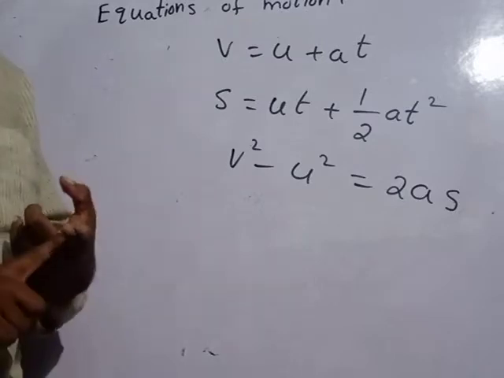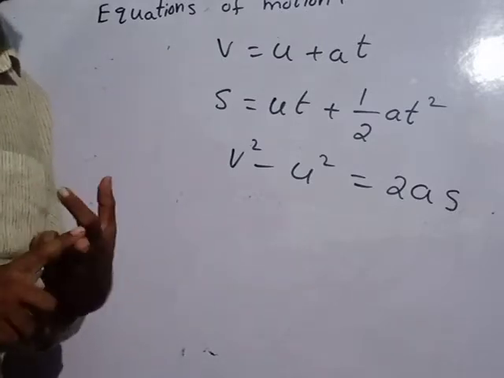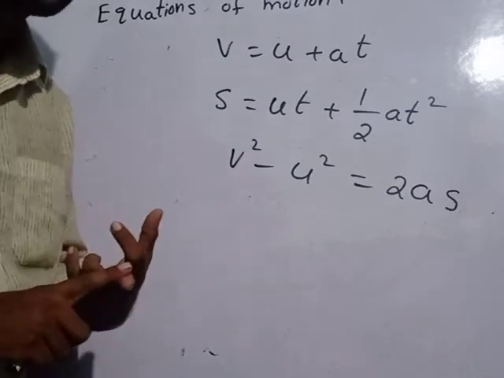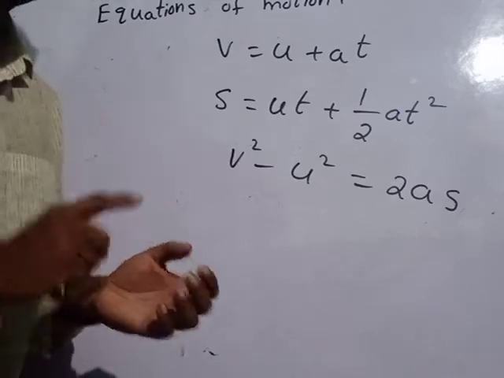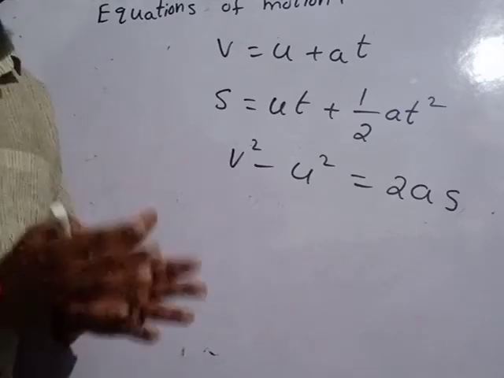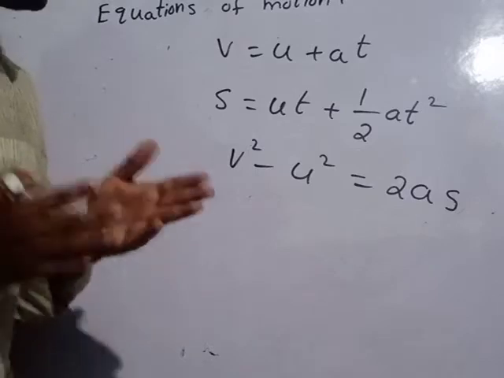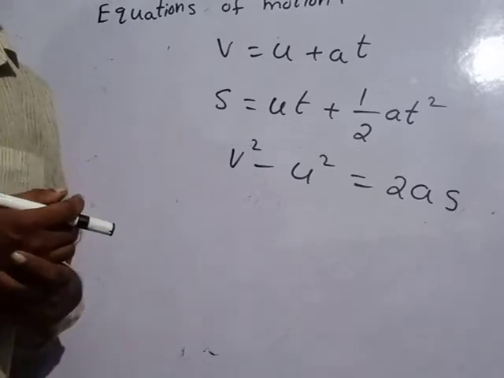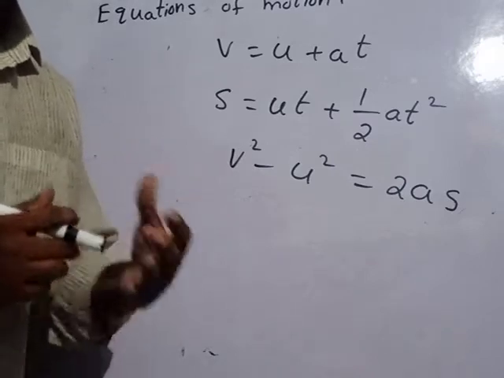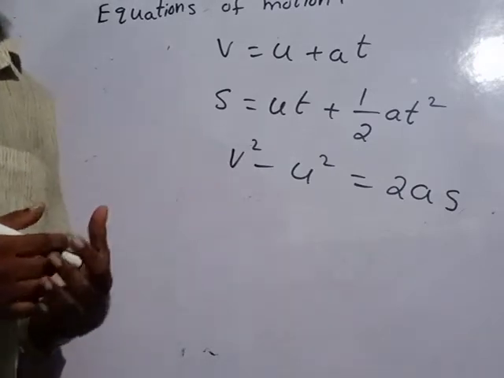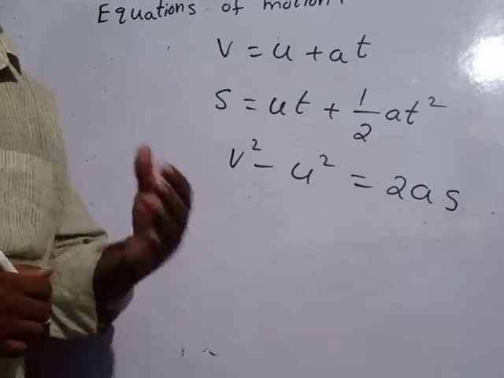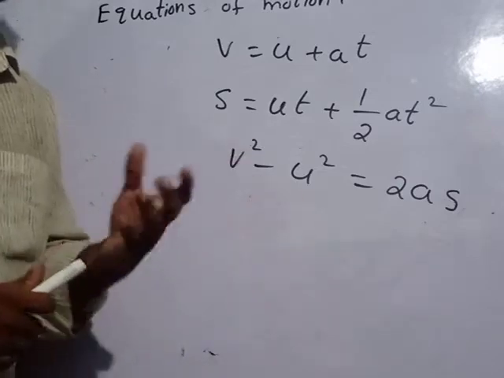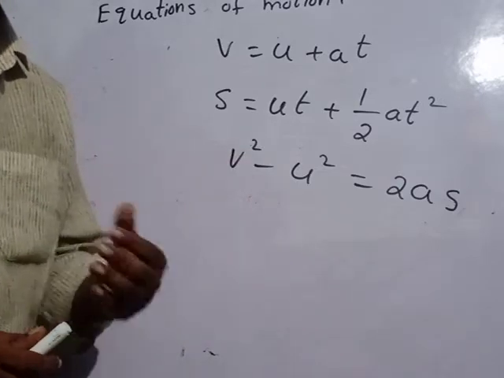Clear? V is equal to U plus AT. S is equal to UT plus half AT square. And third one is V square minus U square is equal to 2AS. Here U represents initial velocity, V indicates final velocity, A indicates acceleration, T is time, and S is displacement or distance.